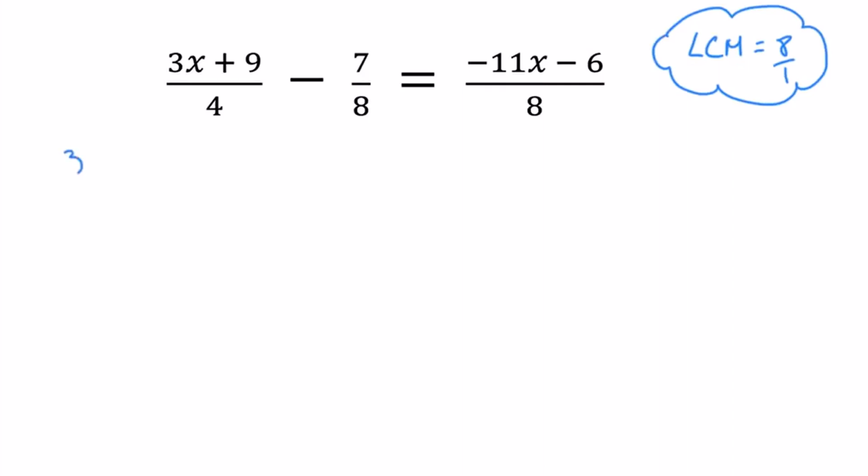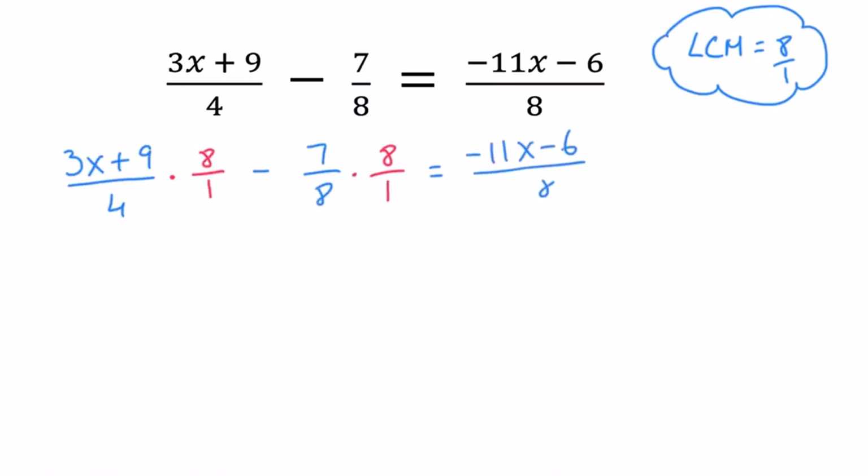So we have (3x + 9)/4 times 8/1, minus 7/8 times 8/1, is equal to (-11x - 6)/8 times 8/1. And simplify the fractions.